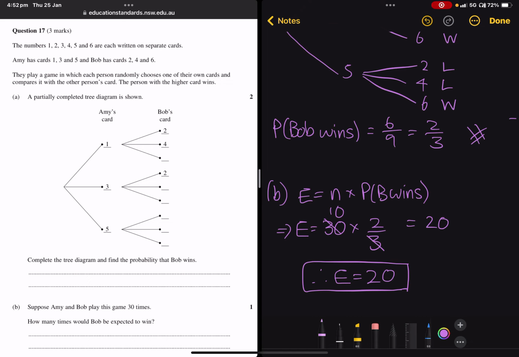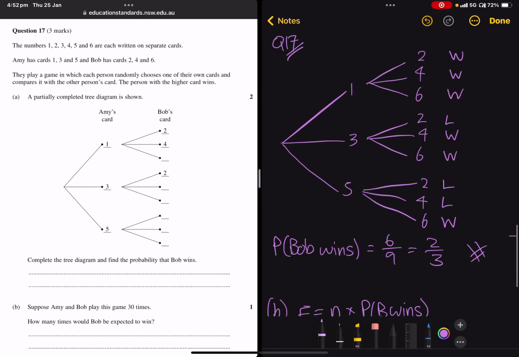So he wins about 66% of the time. 30 games, 66.6 repeating percent of 30 is 20, so he would expect to win 20 games. Now, it doesn't mean that he's going to win 20 times. That is the expected number. So if they play 100 lots of 30 games, on average, he will have won 20 times across all of those sets of games.